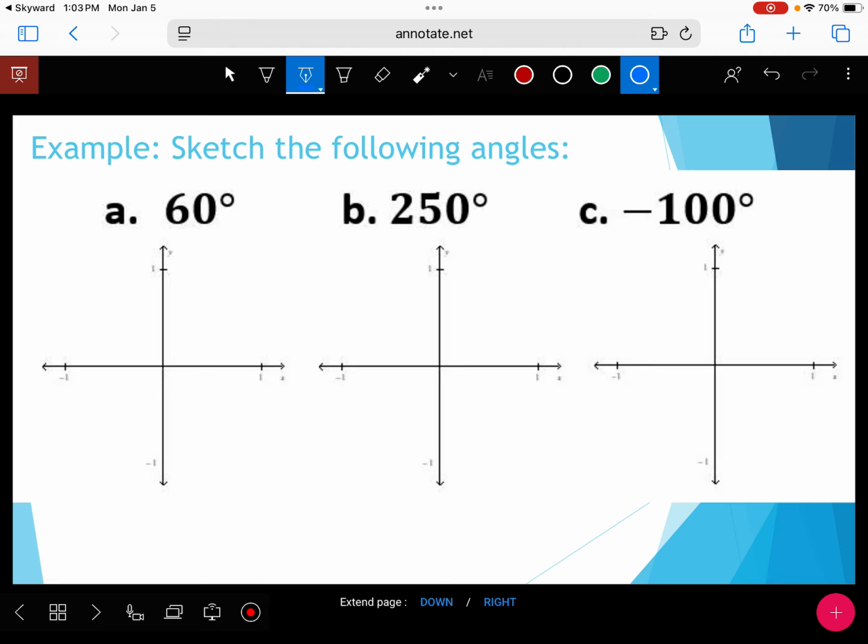Okay, so let's go ahead and start graphing some angles. Go ahead and copy it down. We're going to sketch these angles: a 60-degree angle, a 250-degree angle, and negative 100. The main thing is, can you determine what quadrant we're going to fall in?